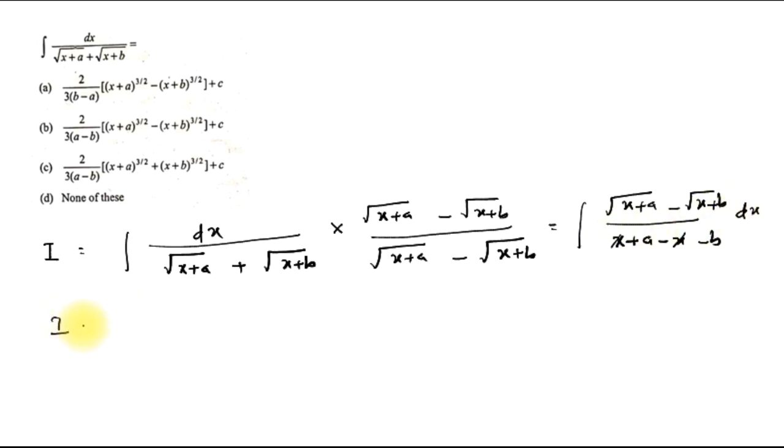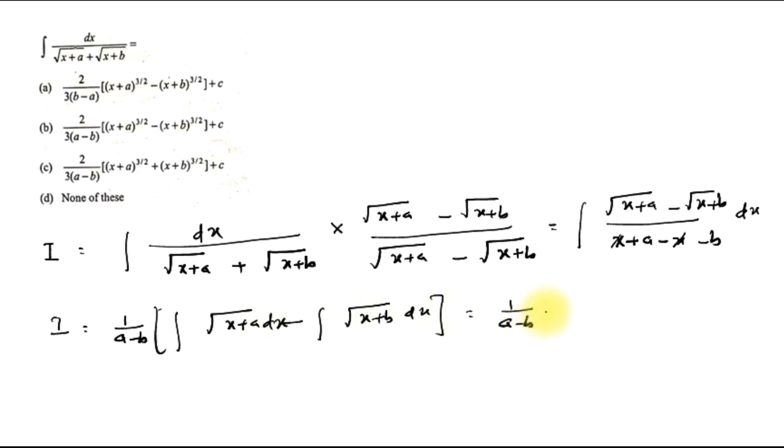So I is equal to 1 over a minus b, integration of under root x plus a dx minus integration of under root x plus b dx. So this is equal to 1 over a minus b into the integration of under root x plus a, which is x plus a to the power 3 by 2, and the integration of under root x plus b is equal to x plus b to the power 3 by 2 divided by 3 by 2. So overall plus some integration constant c.